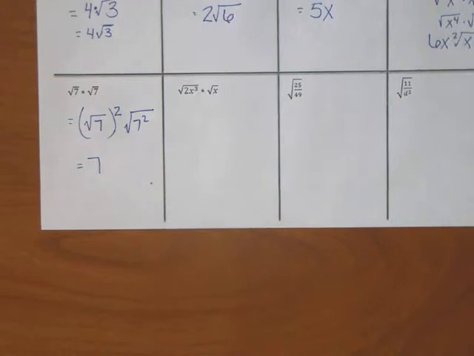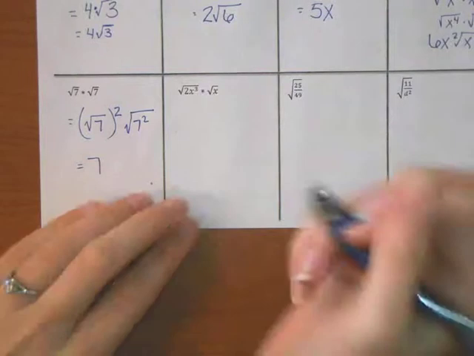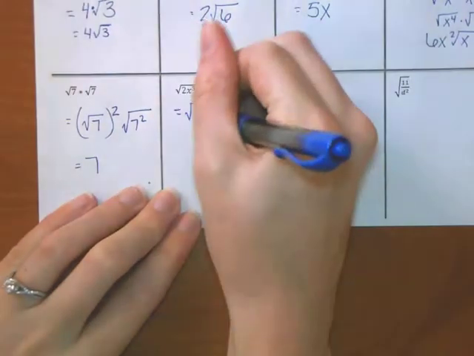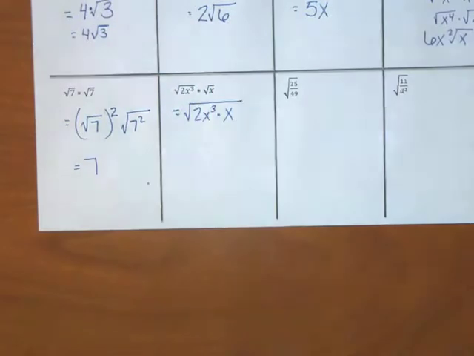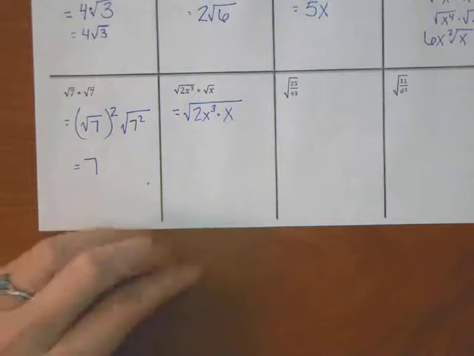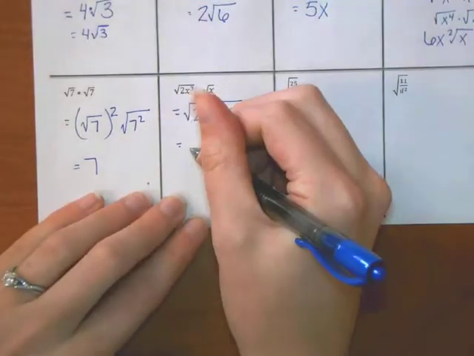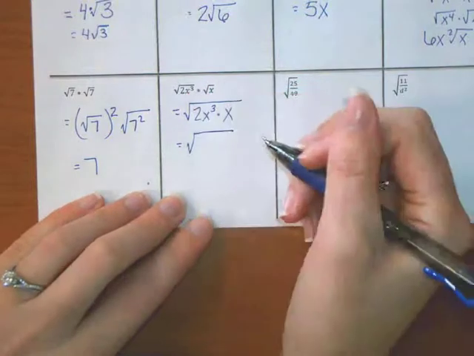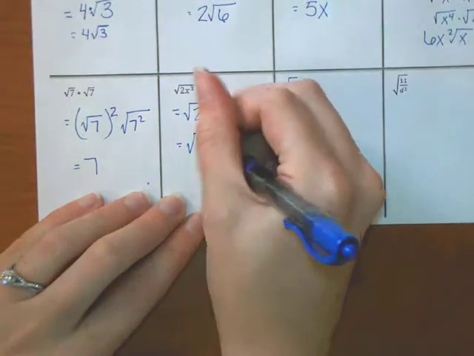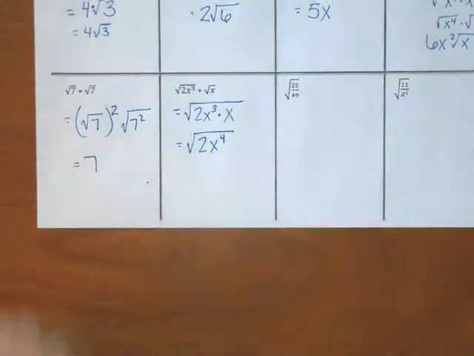Okay, my next example. I know I can break things apart into their own radicals. Can I also push them together into one? Yeah. So that means this is 2x cubed times x. Then you can combine that: x cubed times x is x to the fourth. So this is the square root of 2x to the fourth.